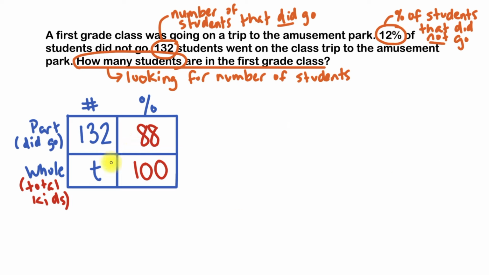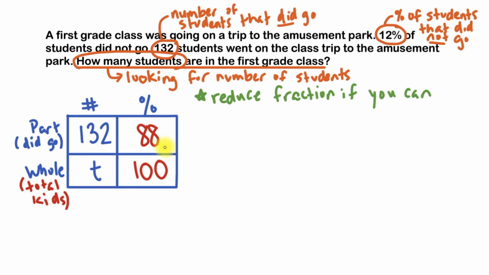Normally when we get to this point, we would cross multiply and multiply 88 times t and 132 times 100. But these numbers are huge, so I don't think it's a good idea. If we look at 88 over 100, that's really a fraction, and both of these numbers are even, so I would recommend reducing if you can.